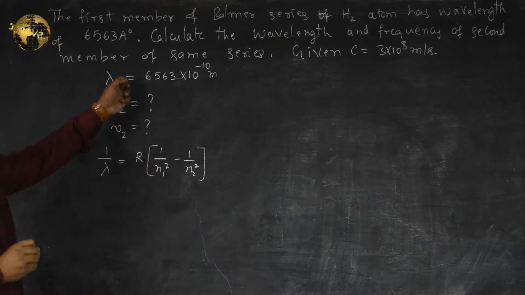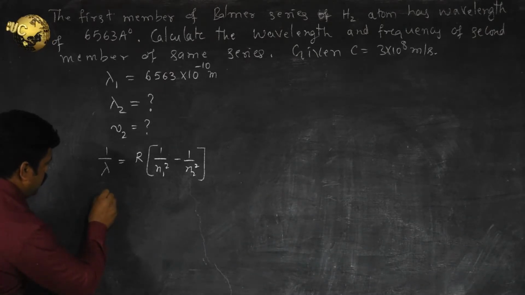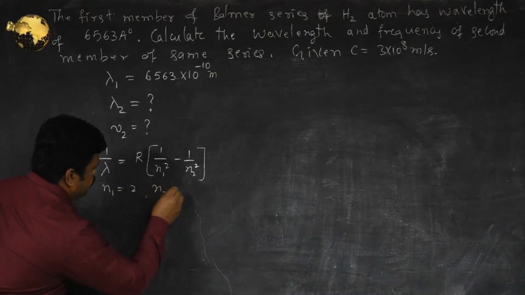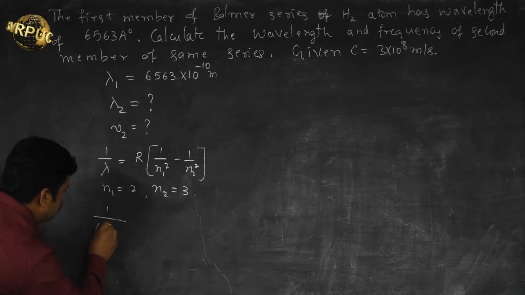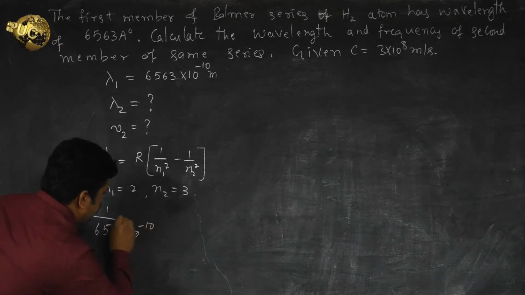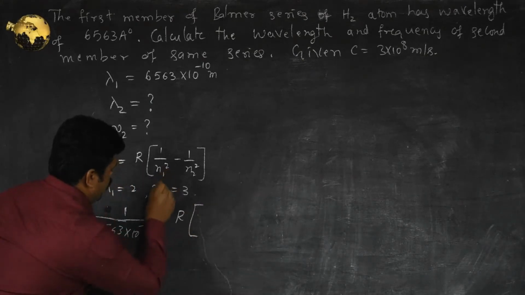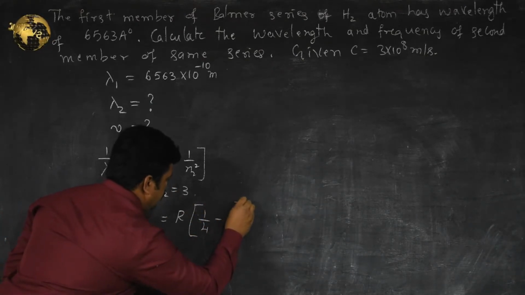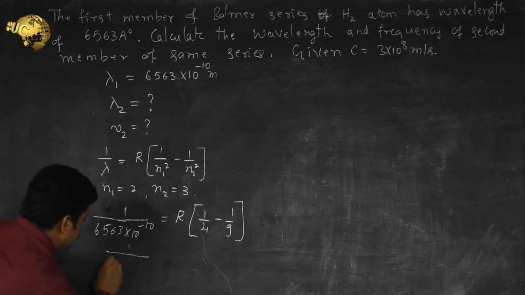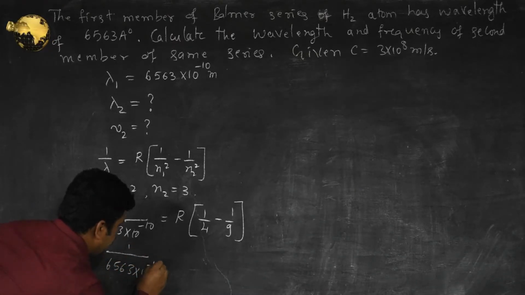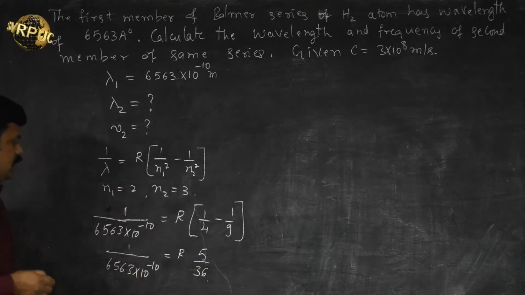Okay, for lambda 1, that is the first member of the hydrogen atom, we have n1 is equal to 2, n2 is equal to 3. So let's find out the value of R. That is 1 over 6563 into 10 to the power minus 10 is equal to R into 1 by 4 minus 1 by 9. So let's solve this. We can write 1 over 6563 into 10 to the power minus 10 equals R into 9 minus 4, that is 5, 5 divided by 36.